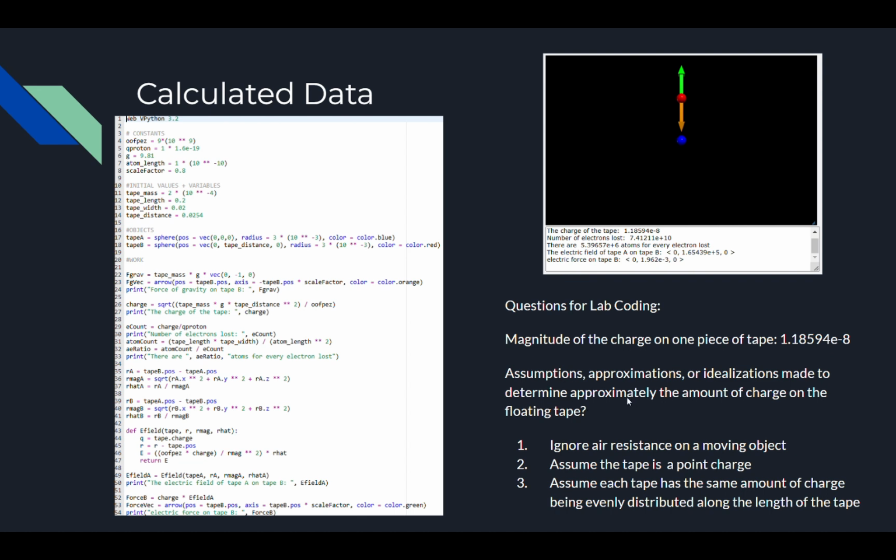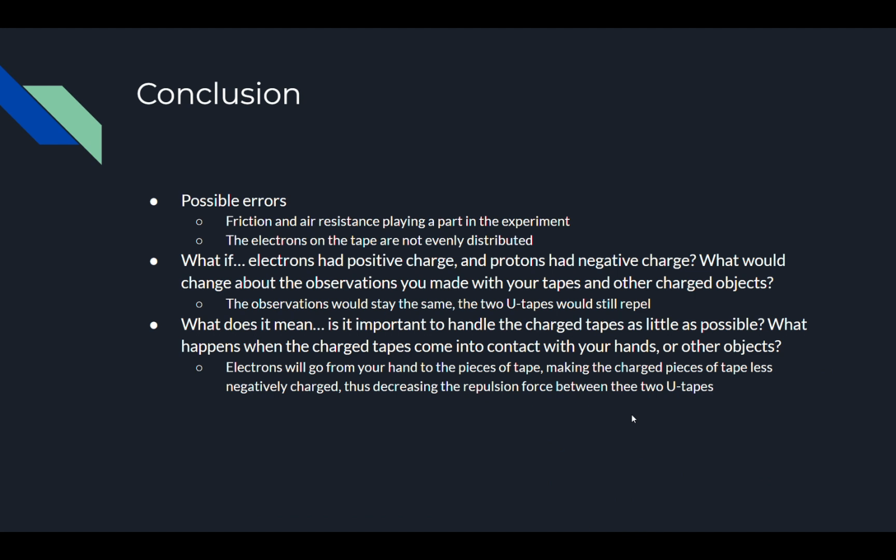And then some assumptions I made were that I would ignore air resistance on a moving object, I would assume that the tape is a point charge, and assume that each tape had the same amount of charge evenly distributed along the length of the tape. And for the conclusion, some possible errors were that friction and air resistance probably played a part in the experiment, and that the electrons on the tape are not evenly distributed.